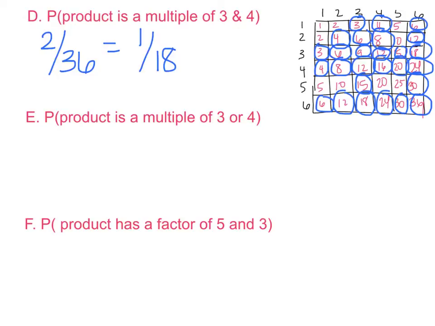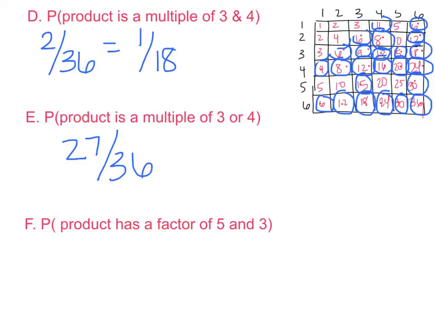So let's go through and count. We have 1, 2, 3, 4, 5, 6, 7, 8, 9, 10, 11, 12, 13, 14, 15, 16, 17, 18, 19, 20, 21, 22, 23, 24, 25, 26, 27. So 27 out of 36 is the probability that we will get a product that is a multiple of 3 or 4.